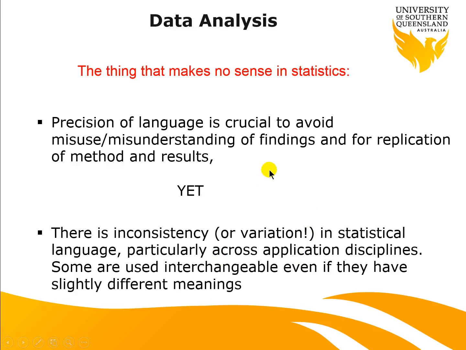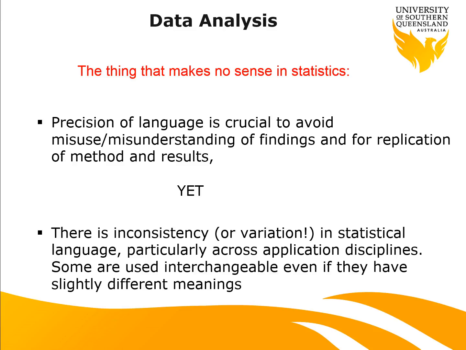So I just want to clarify this one thing that makes no sense in statistics. In statistics, the precision of language is crucial to avoid misuse or misunderstanding of findings and for replication of methods and results. In statistics, we don't want to overstate our results. We are very cautious about making claims unless the data strongly backs those claims. So language is incredibly important in that context. Yet the problem is there's real inconsistency in the use of language around statistical methods and application of statistics when you look across disciplines. There's no solution to this.